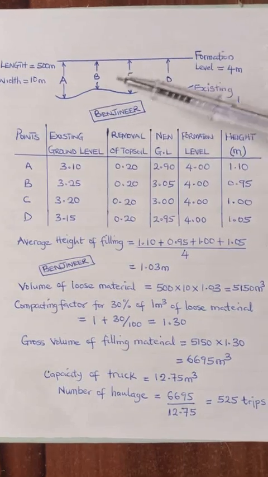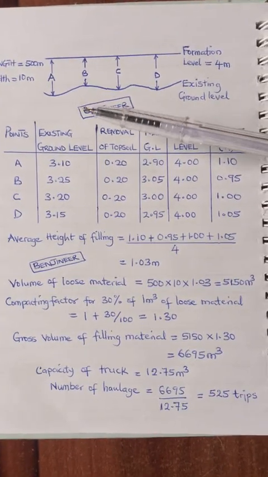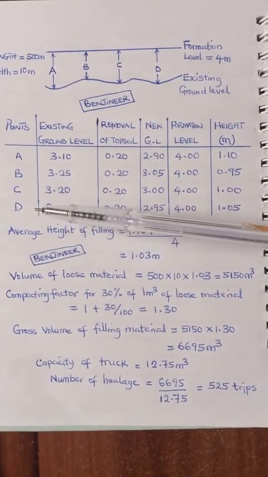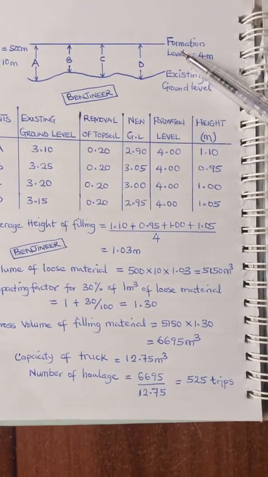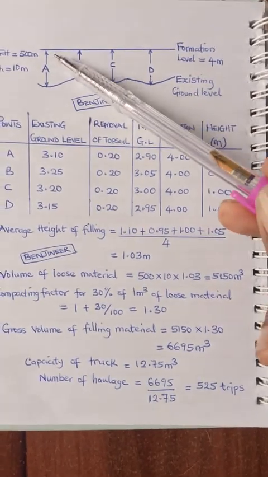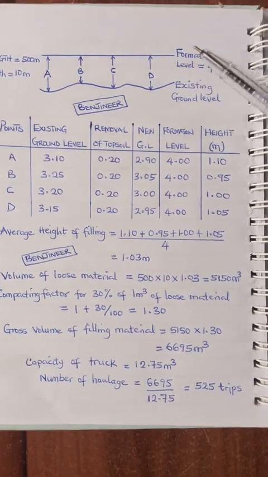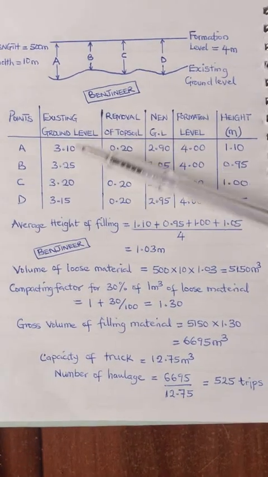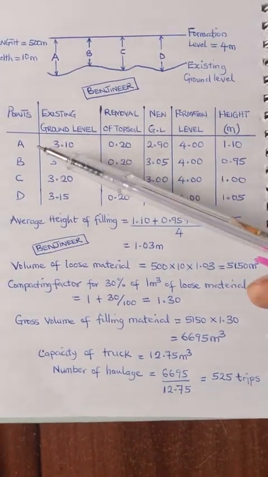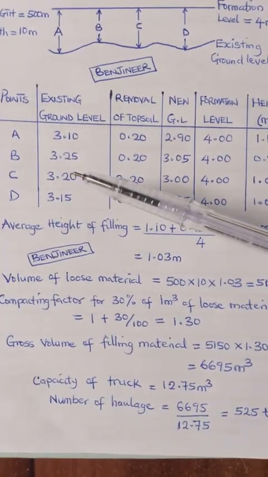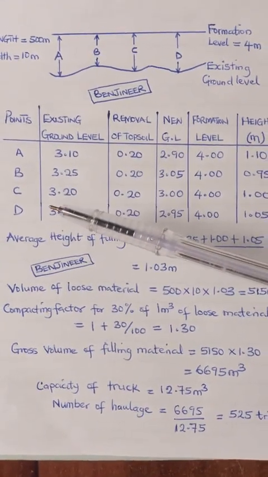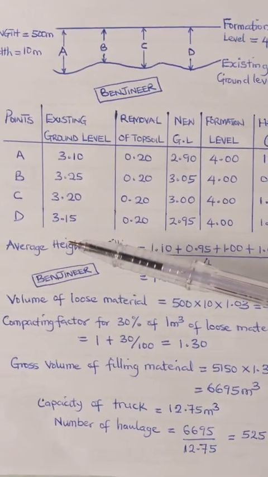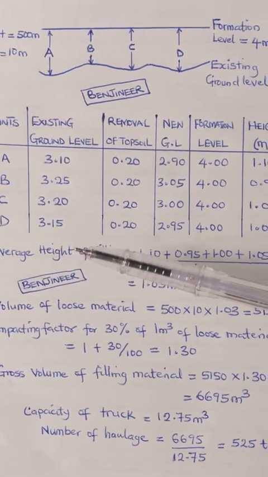So we took a level of the existing ground level. So we have point A, point B, point C, point D. All right, then we have our formation level as 4 meters. That is the final height, as 4 meters. So the existing ground levels are 3.10 meters for point A, 3.25 meters for point B, 3.20 meters for point C, and 3.15 meters for point D.